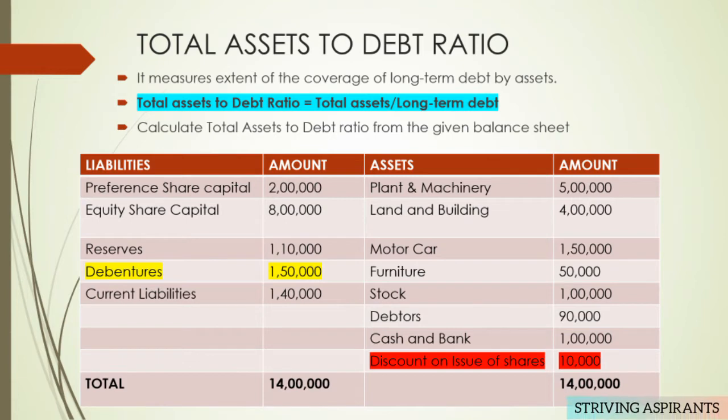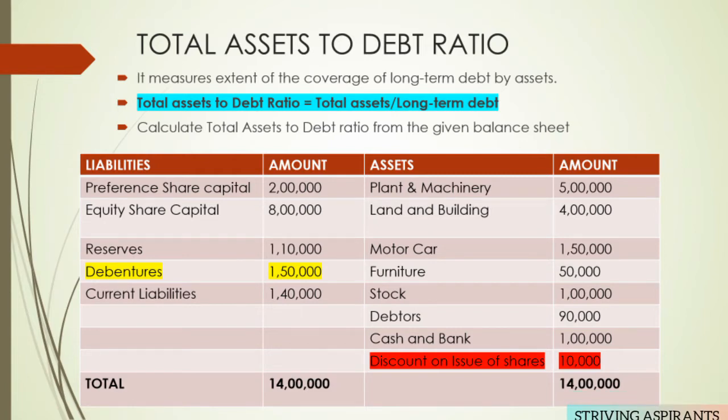Let us look into one example in order to understand this total assets to debt ratio. We have been given one balance sheet here. Let us check the liabilities and assets given here. Liabilities: preference share capital 2 lakh, equity share capital 8 lakh, reserves 1,10,000, debentures 1,50,000, current liabilities 1,40,000, which will give the total 14 lakh.